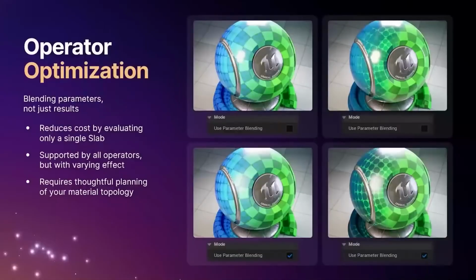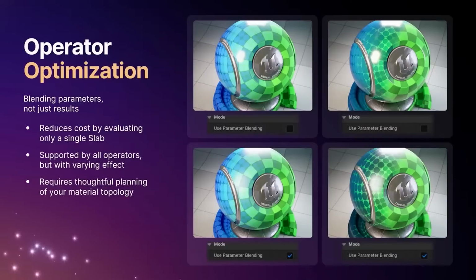All operators in Substrate support parameter blending, but the visual impact varies depending on the operator. Let's start with horizontal blend, shown on the left. With parameter blending enabled, it produces results that are reasonably close to full evaluation. The transition remains smooth, and for most materials, it's a highly effective optimization.